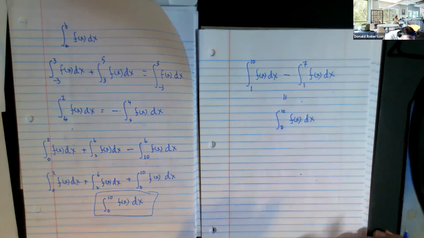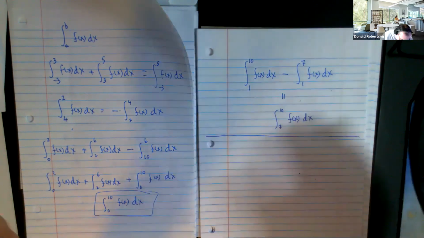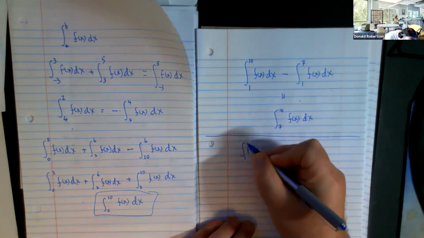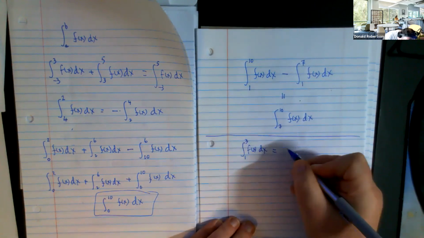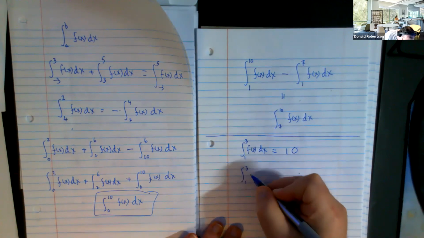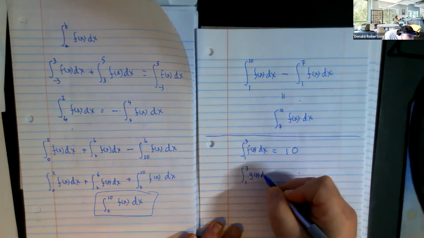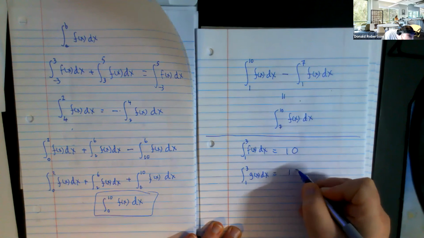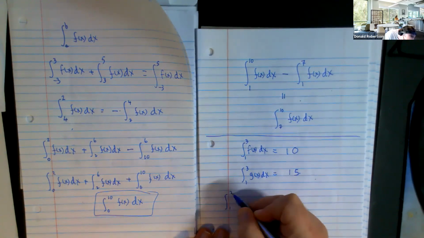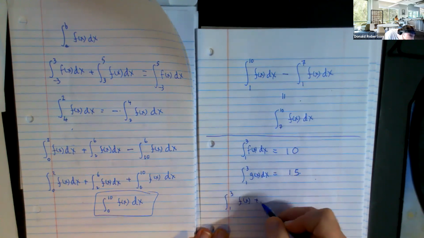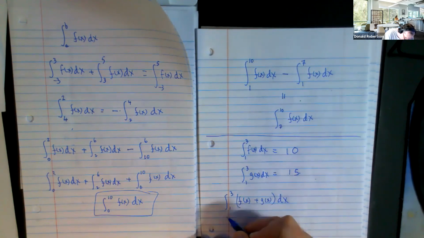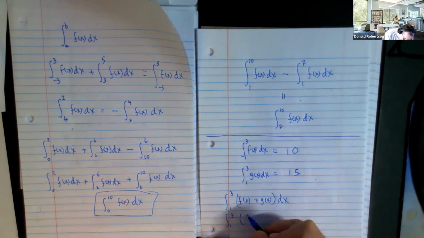Right, one last thing and we're done. That means this section is done. Suppose I tell you the integral from 1 to 3 of f of x, suppose somehow or other I found out the answer was 10. And from 1 to 3 of a different function g of x, I found out that this answer was 15. I should be able to figure out these three things.